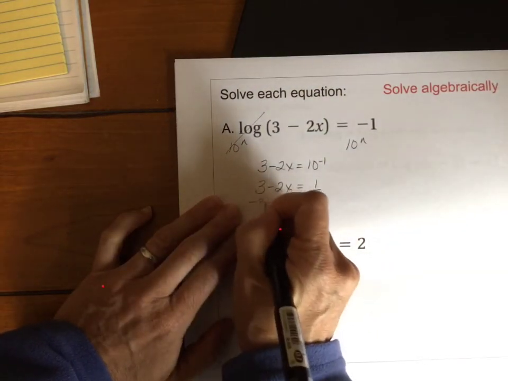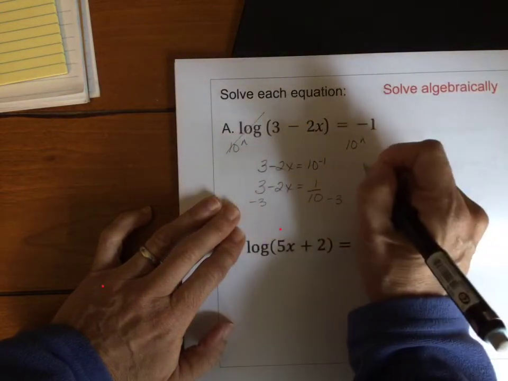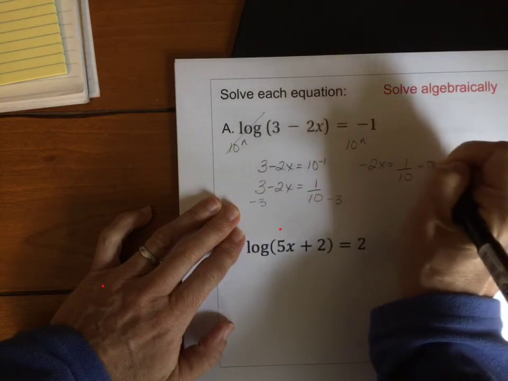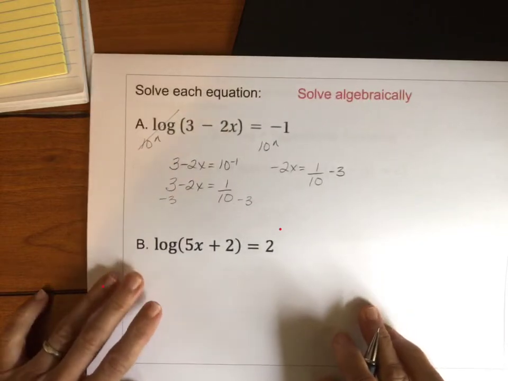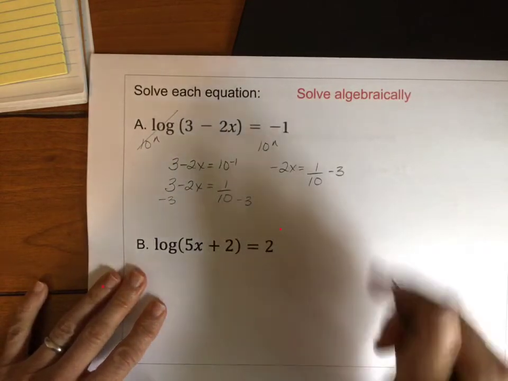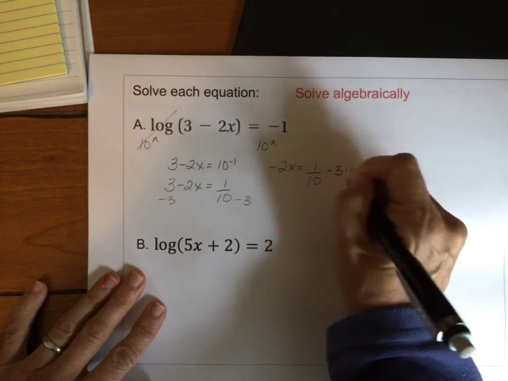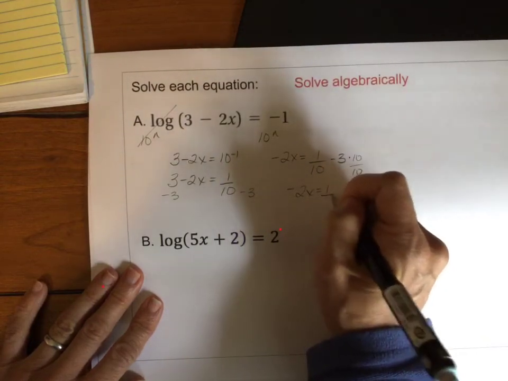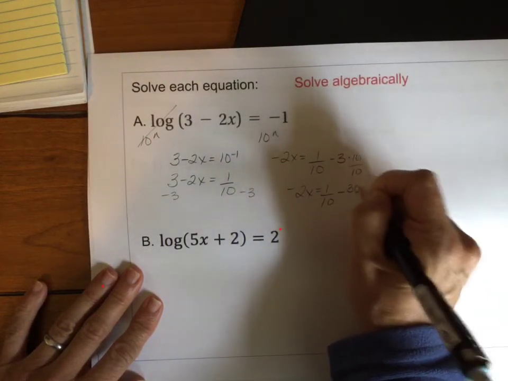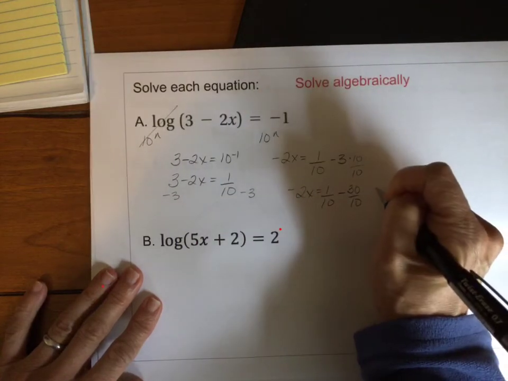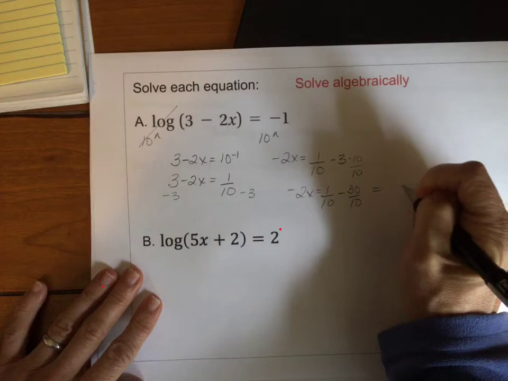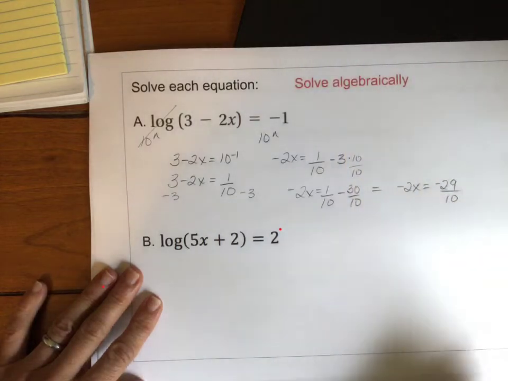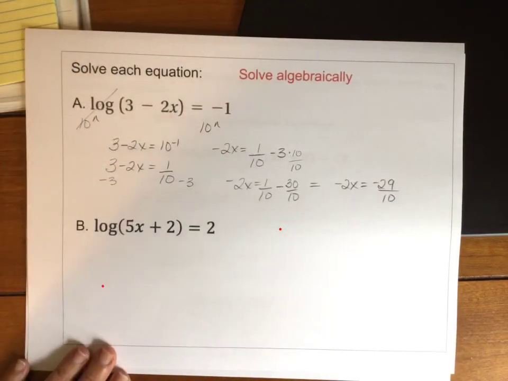I'm going to subtract 3 from both sides, so leaving me with negative 2x equals 1/10 minus 3. Now if I want to be able to subtract 3 from 1/10, I want to have a common denominator, so I multiply top and bottom by 10, which gives me negative 2x equals 1/10 minus 30 tenths. So this equals negative 2x equals negative 29 tenths. Sorry, that's kind of going off the screen there.